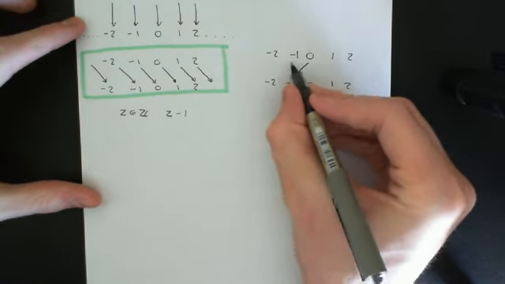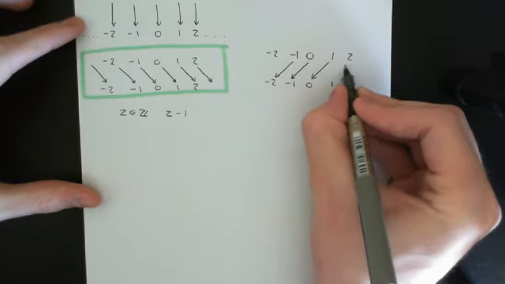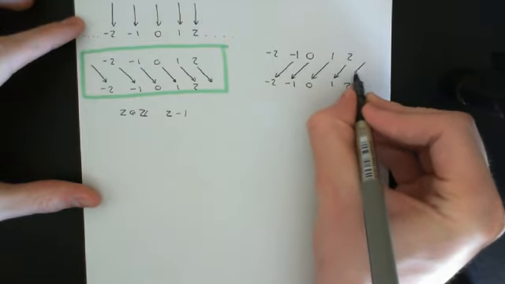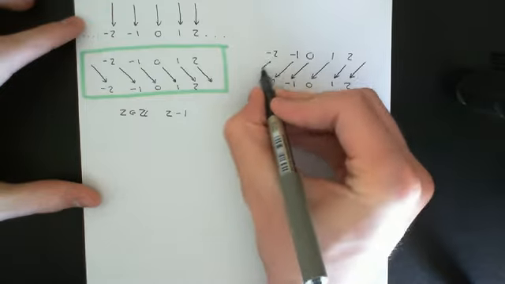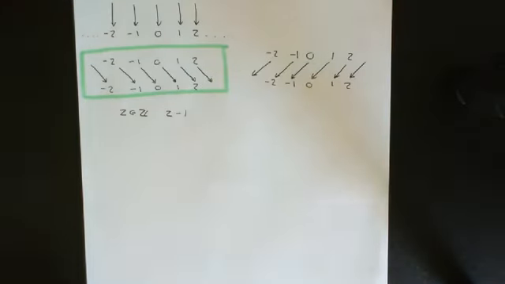So 0 will go to -1, 1 will go to 0, 2 will go to 1, 3 will go to 2, and -2 will go to -3. Okay, so we are going to need to put in all of these movements to the left as well, basically. We're going to need to have a symbol representing them in our infinite cyclic group as well.